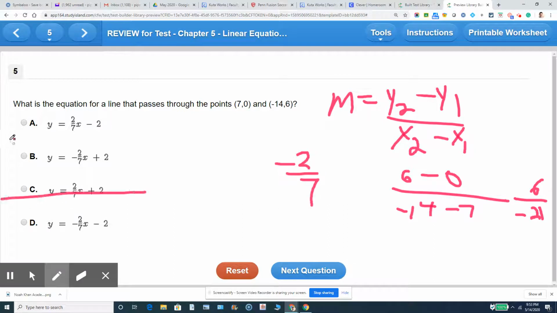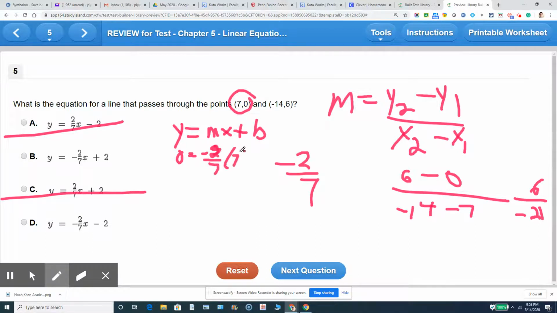So right away, we could get rid of these two choices. Just a matter of whether it's going to be B or D. And this is actually the easiest point to plug in because it has 0 as a y coordinate, so it's making our math easier. So I like to use slope-intercept. At this step, you might want to use point-slope form. So 0 is my y value, equals negative 2/7, sorry, it's 2, times 7 plus b.